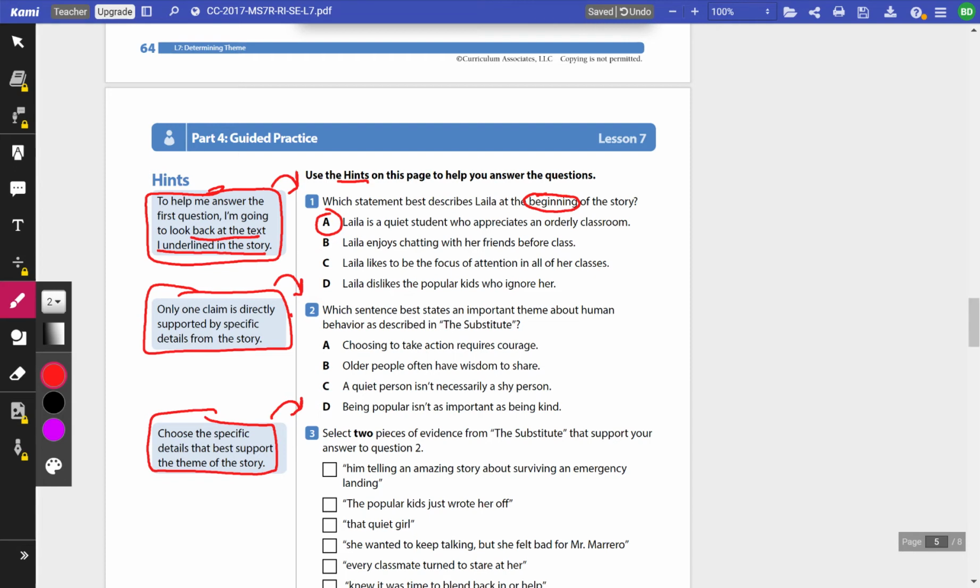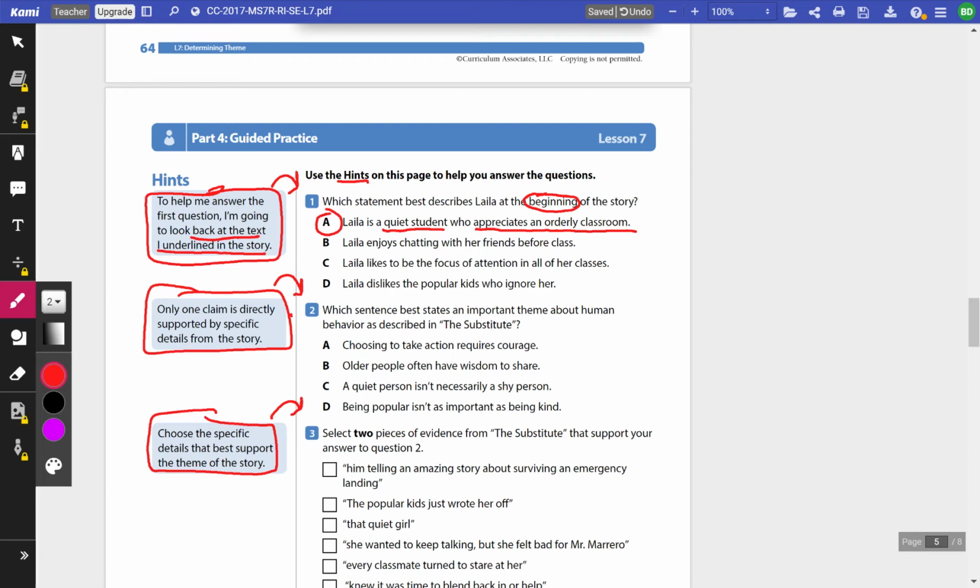The popular kids, remember, labeled her as that quiet girl. And based on that, we know that she is a quiet student. She's a quiet student who appreciates an orderly classroom. We know she appreciates an orderly classroom because she's a little embarrassed by how her class is acting when Mr. Marrero is there to be their substitute teacher. So now let's look at the other answer choices so we can figure out why they are incorrect.